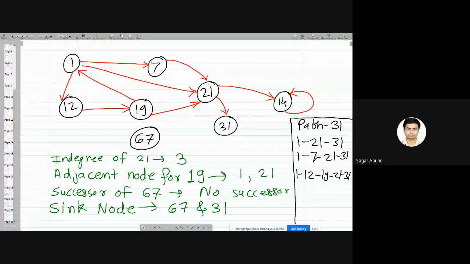Tell me the articulation points. Which is the articulation point? AP or cut vertex CV. Tell me. Yes, Saurabh Pote posted that 21 is an articulation point, right? Because if removed, 31 and 14 are not reachable. So 21. Any other? Only 21 or is any other vertex also an articulation point?